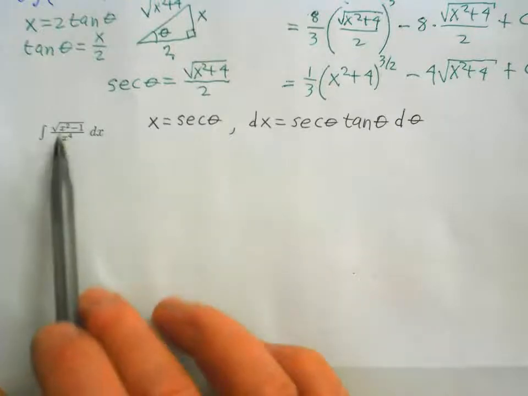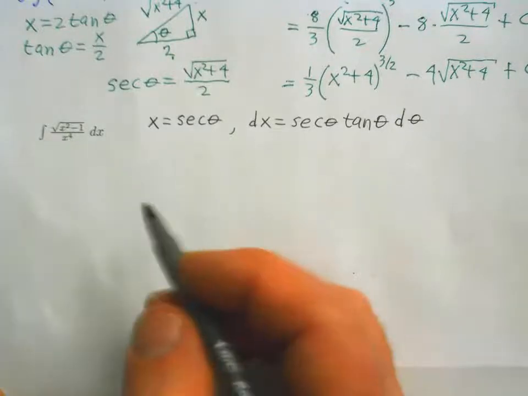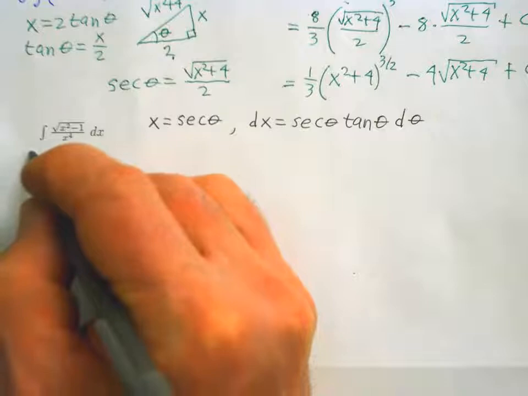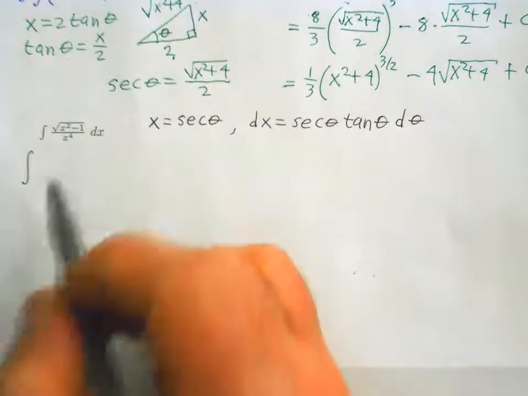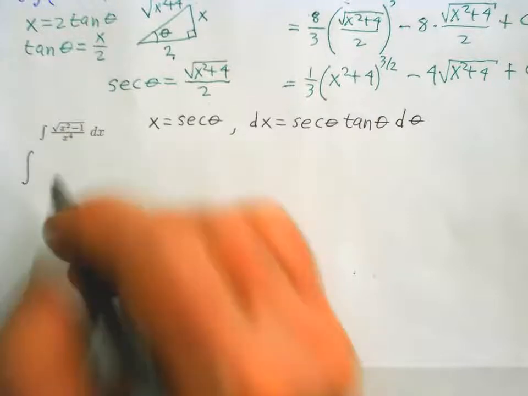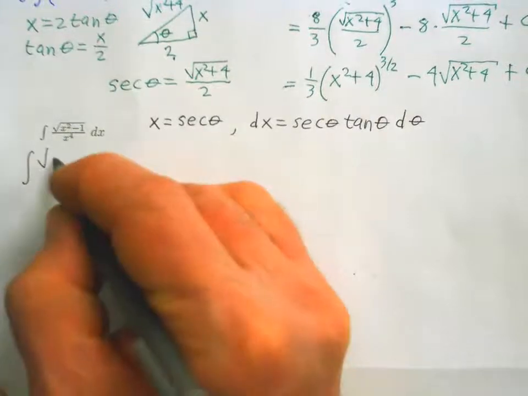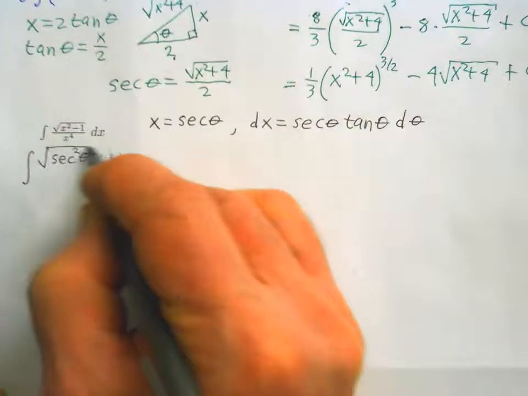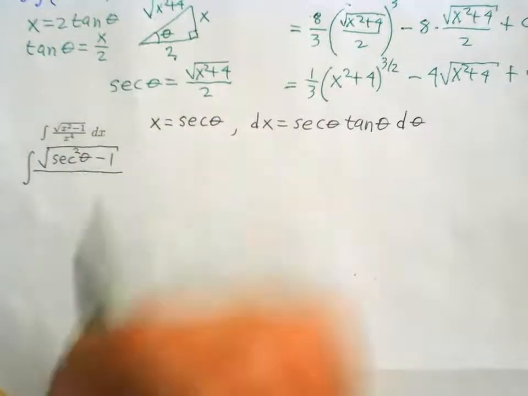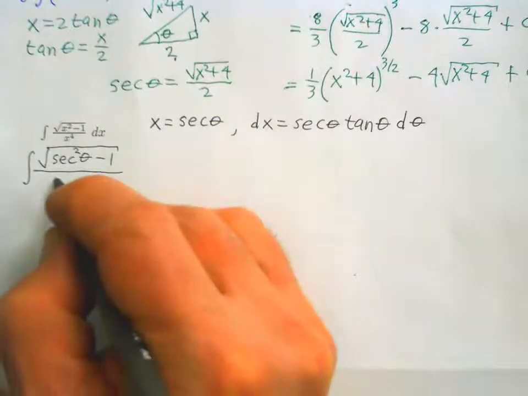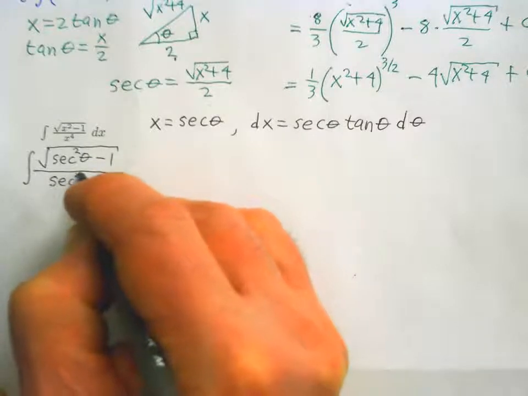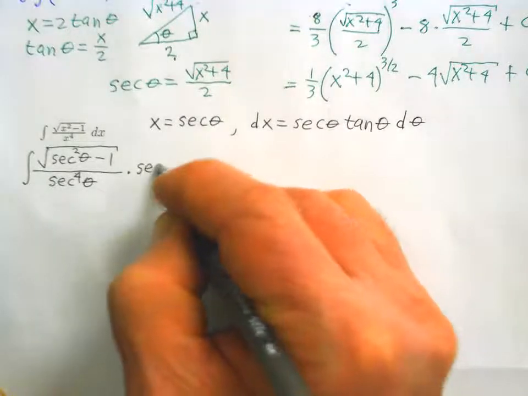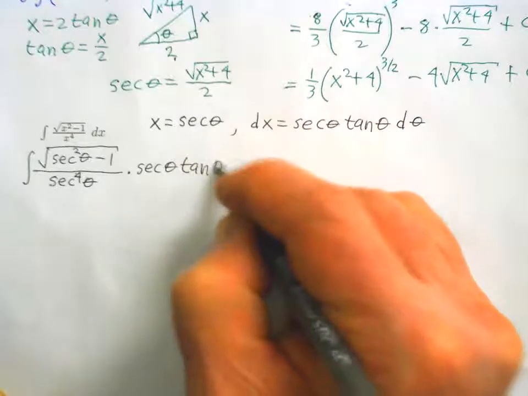Okay, so we replace every x with secant of theta. And then we remember what dx is. So we get the indefinite integral. In the numerator, we have the square root of secant of theta squared minus 1. And then in the denominator, we are raising x to the 4th power. So we get secant of theta to the 4th power. And then we multiply by dx, which is secant of theta times tangent of theta times d theta.